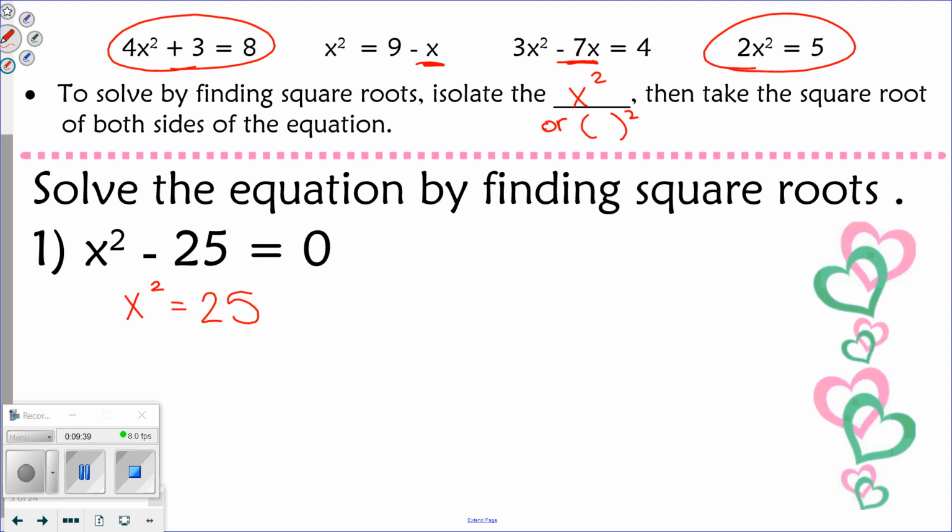What do we do next? What did your steps say to do after you isolate it? Take the square root. Because what's the opposite of squaring something? It's square rooting it. So if I take the square root, I have to do both sides, right? We got to keep it balanced. If I do something for one of my kids, I should do the same for the other, or they all get mad at me. Right? We got to keep it balanced, keep it fair. What's the square root of x squared? It's x. All right, what's the square root of 25? 5.